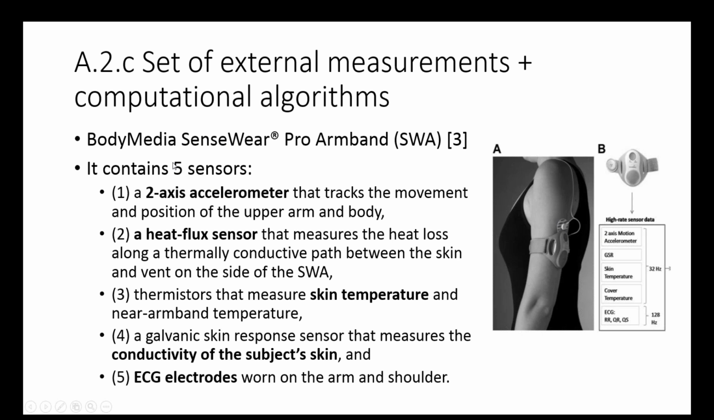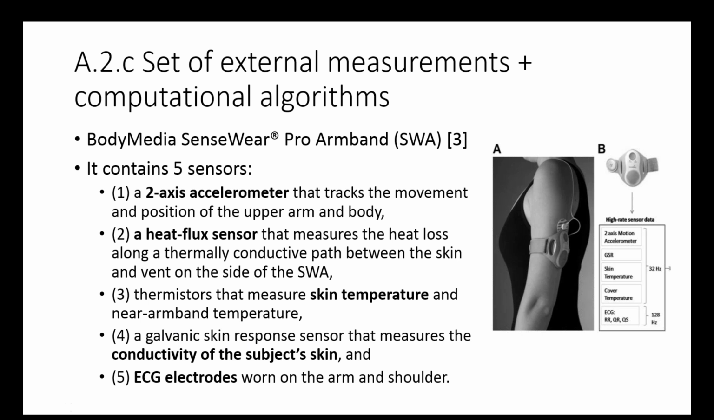This thing has a bunch of sensors in it, so 5 sensors, a 2-axis accelerometer, so I'm not sure why it's not 3, but heat flux sensors, so something that measures how much heat you get to the skin. A thermometer, also called thermistor, to measure the skin temperature and the outside temperature. And then you have this GSR, galvanic skin response, which is measuring basically the skin conductivity.